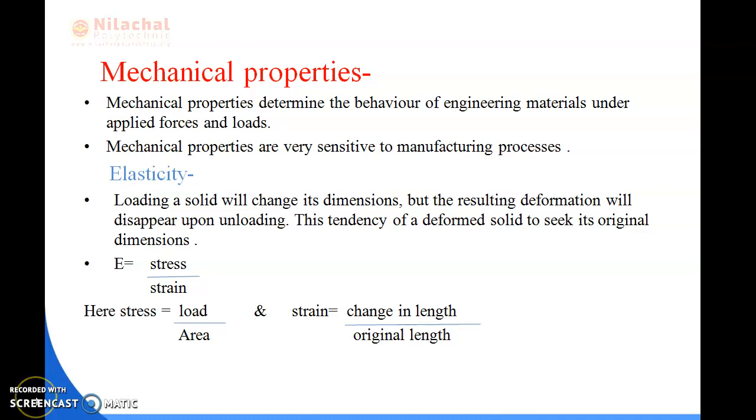So, first mechanical properties, we are going to study elasticity. Let me explain what elasticity is. A liquid or gas adapts itself to the shape of its container, but a solid has a shape of its own. Suppose we take a solid and subject it to a load. If we apply a load to a solid, that solid will change its dimension.